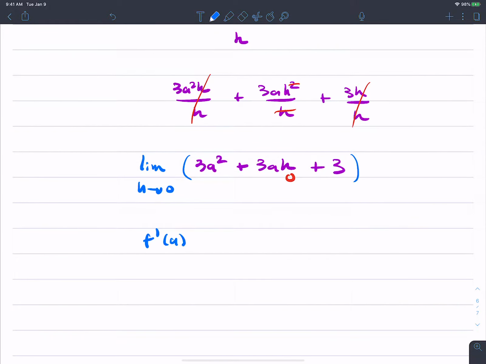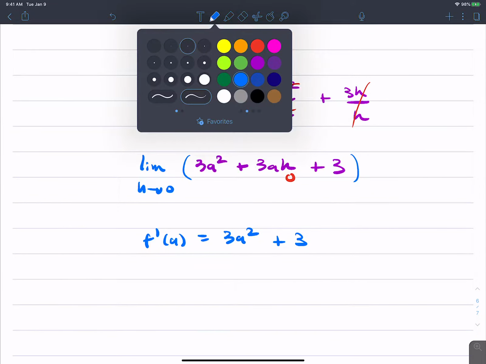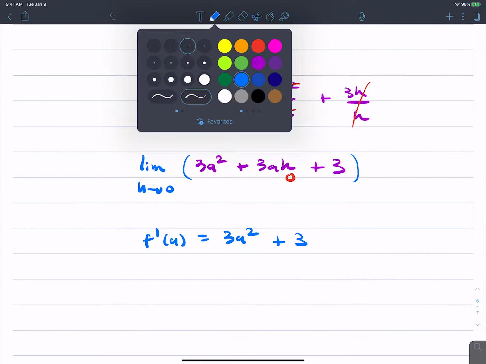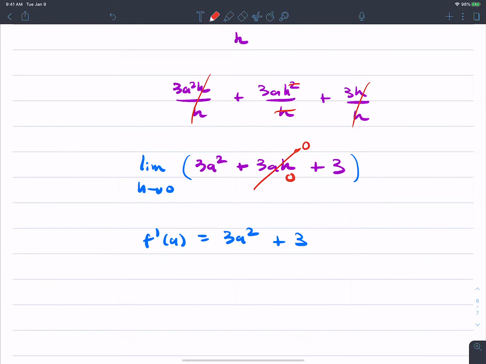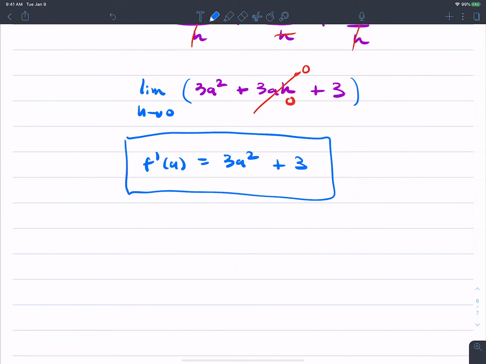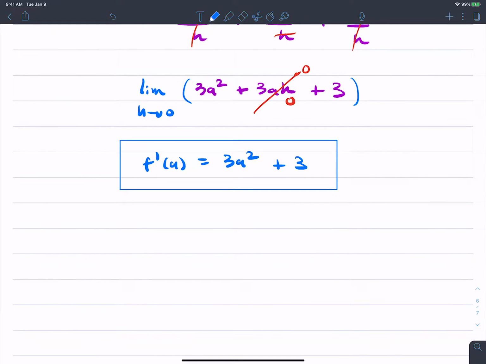We get f prime a will be 3a squared, really plus 3, because this portion will be 0. We like red for those kind of things. So that portion is 0. 3a squared plus 3. There you go. Here's your formula in terms of the variable a, or the value a. And again, in our future, we will transition to f prime x, and that's 3x squared plus 3.